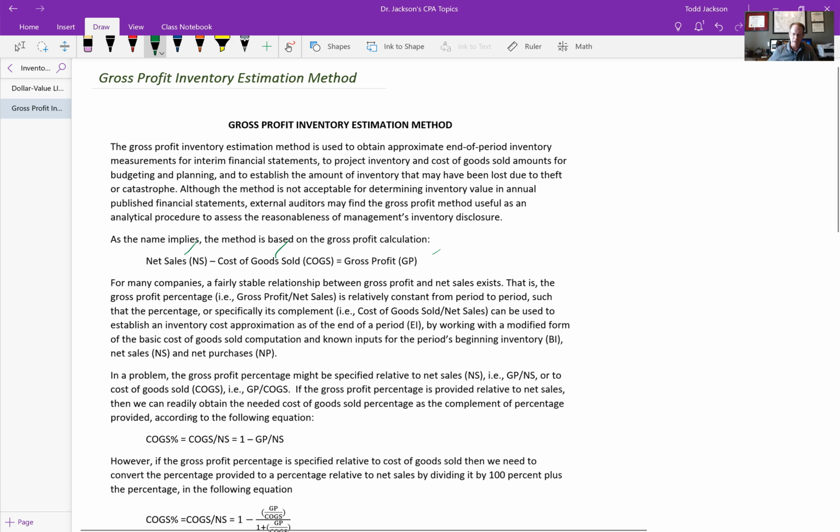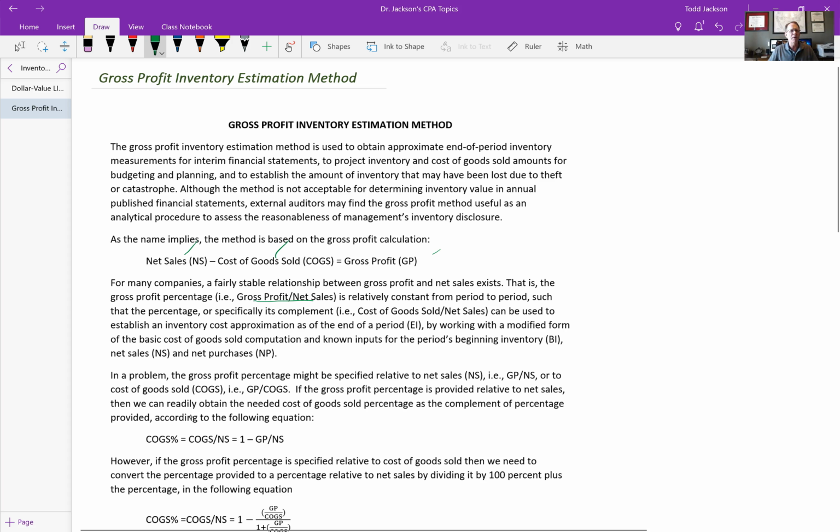And so particularly we're going to be talking about the gross profit percentage, and when we talk about that, that can be specified in different ways. Oftentimes we refer to it as a percentage based upon net sales, and it can also be expressed as a percentage based upon cost of goods sold. And you might find either manner of expressing the gross profit percentage in a CPA exam question.